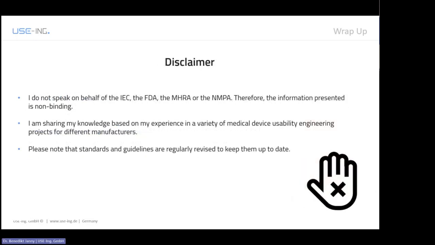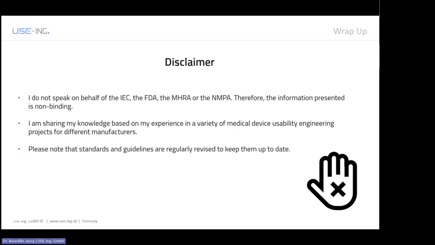At this point, I also just want to give you a short disclaimer. I want to stress that I do not speak on behalf of the IEC or the FDA, the MHRA, or the NMPA. Therefore, the information presented, of course, is non-binding. Have in mind that these guidelines most of the time are not formal standards, but guideline documents. But of course, they represent the expectation of those organizations.